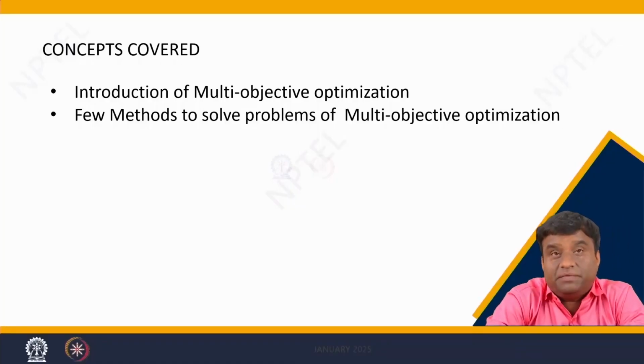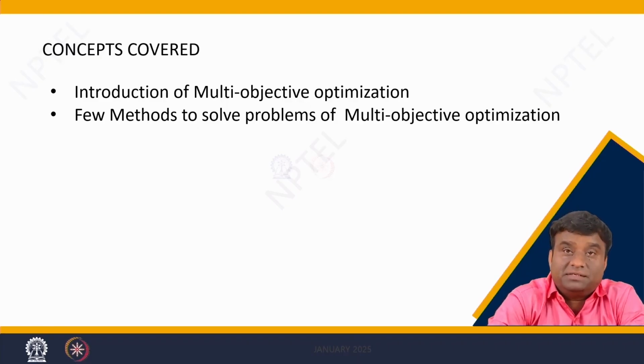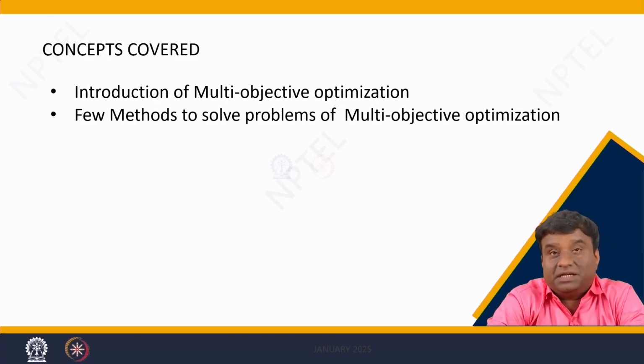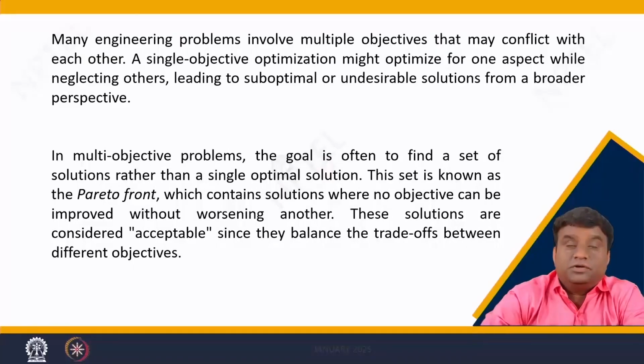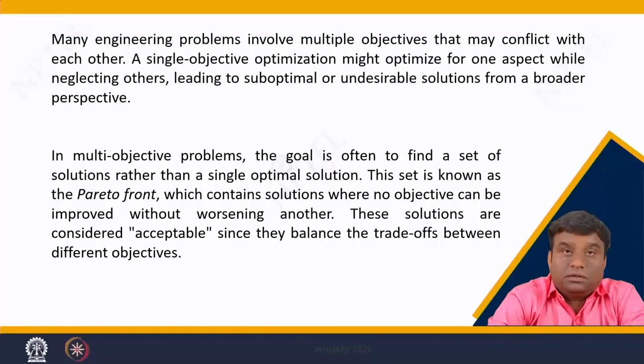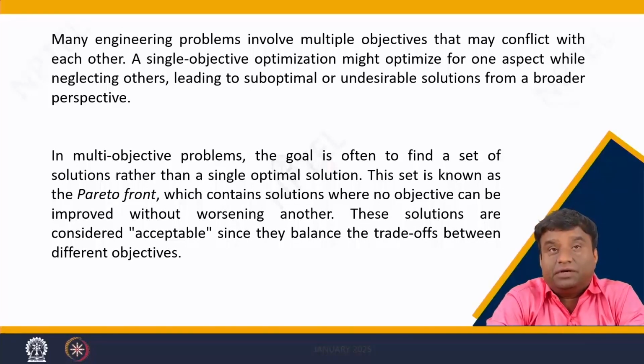So in module 7, we have already covered the introduction part of multi-objective optimization. We have solved a few numerical questions by some methods of multi-objective optimization, just like the weighted distance metric method, the alpha constant method, etc. Today we will introduce the multi-objective optimization technique by using genetic algorithm.